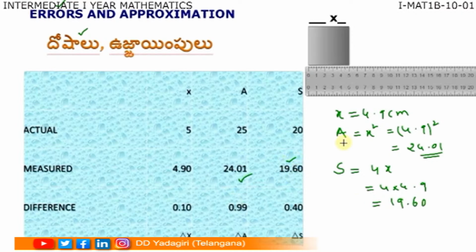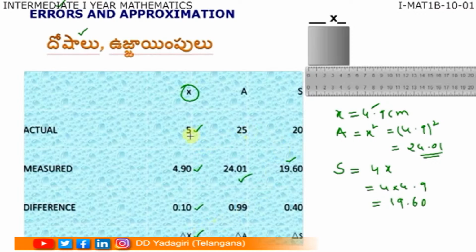Now while measuring the length, the actual length is 5 centimeters. Instead of 5 centimeters, we measured 4.9 centimeters. That is recorded here. This is the actual length, this is the measured length. There is a difference of 0.10 centimeters. This is called error in x, that is denoted by delta x.